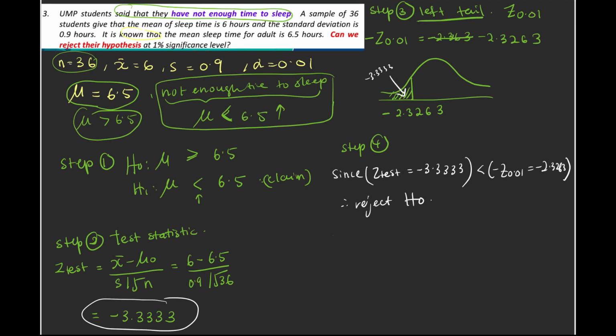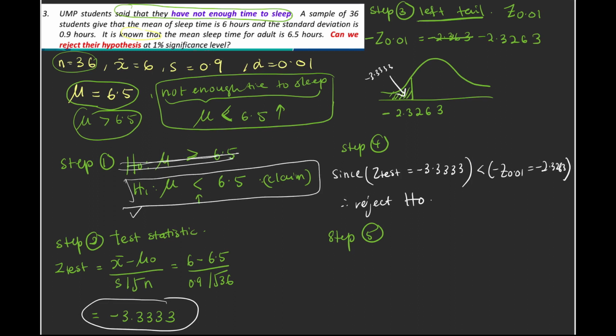Okay, so step 5, what will happen if you reject H null? Look back at our hypothesis. So you reject H null, so you discard this H null. So you accept the claim. If you accept the claim, it means that it is correct that the UMP students do not have enough time to sleep.